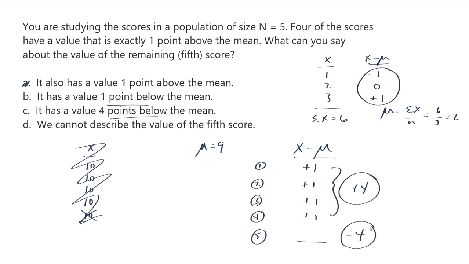The mean always balances the distance to the numbers below with the distance to the numbers above. So even though we don't know what these numbers are, we do know that if we have so far totaled a distance above the mean of 4, we need that fifth value to compensate for that. We need to balance it out by being 4 below.